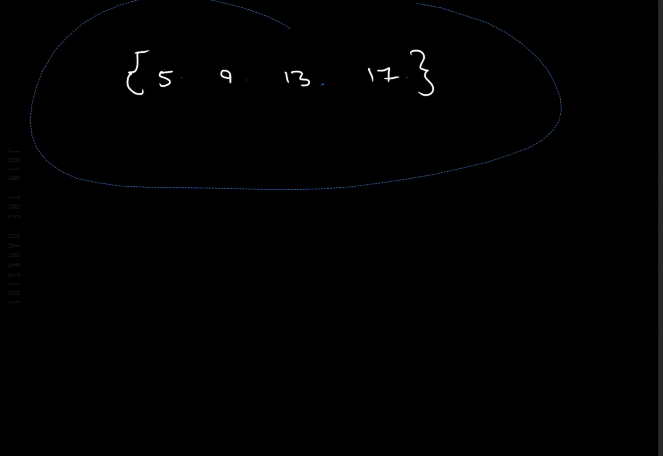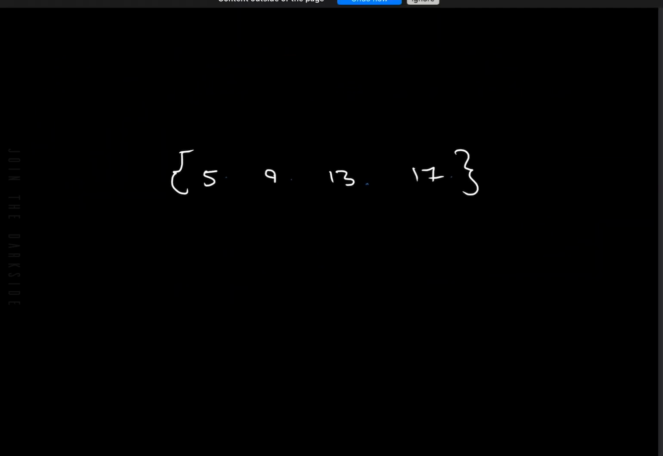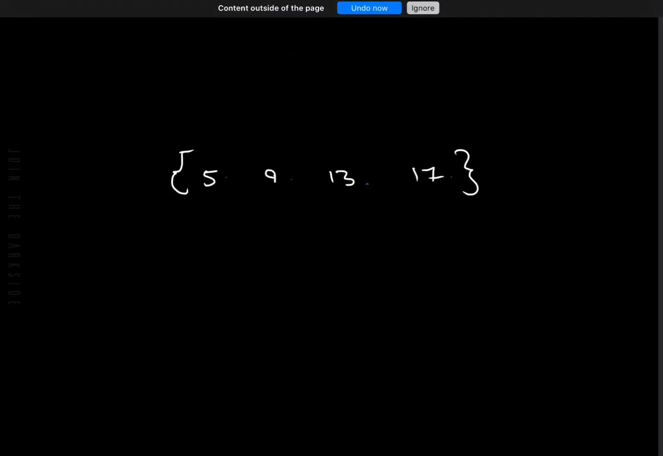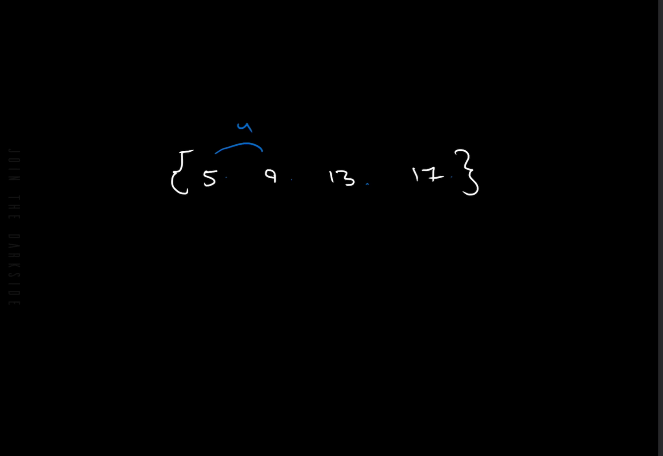Our 5 to 9 will give us 4. 9 to 13 will give us 4. 13 to 17 will give us 4. So add 4, add 4, add 4. So our nth term has to start with 4n. But if our n is 1, our term has to be 5. So 4 times 1 is 4. But how do I get to 5? You add 1. So let's just try this: 4n plus 1.